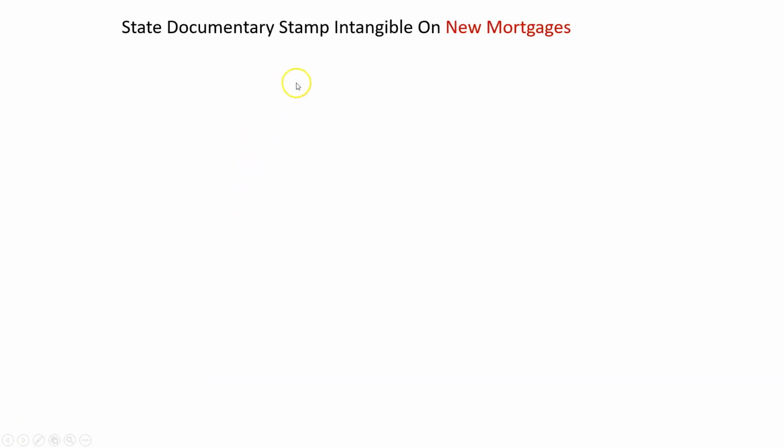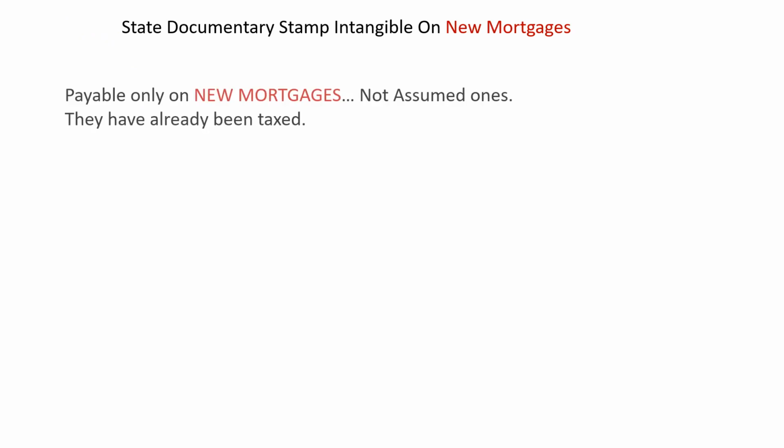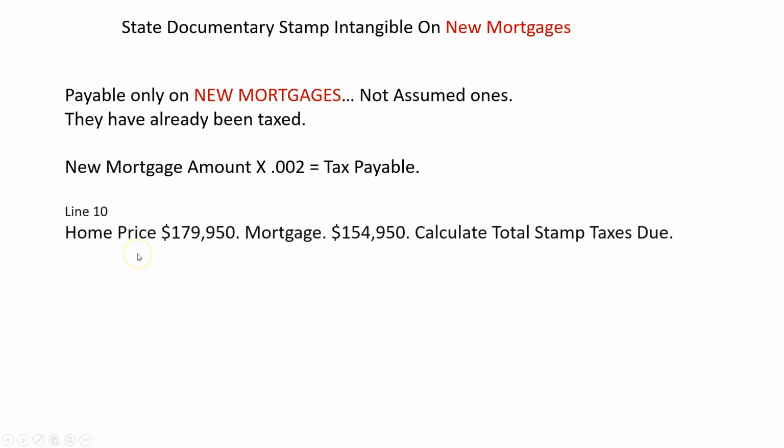Then we come to the intangible tax on new mortgages. This is only for new mortgages. It's not on the mortgage document that comes with an assumed mortgage, because it's already been recorded and paid. We don't want to do it again. Not assumed ones. And this is just a straight figure, multiplying it out by 0.002.